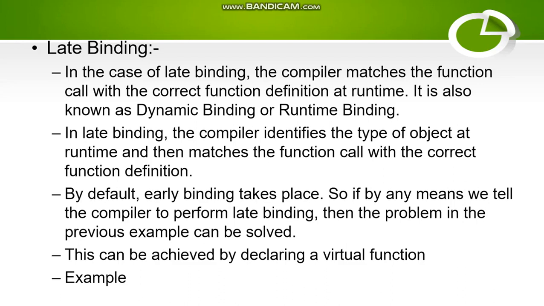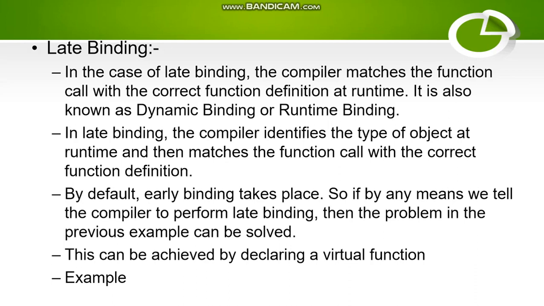In late binding, the compiler identifies the type of the object at runtime and then matches the function call with the correct function definition. By default, early binding takes place. So if by any means we tell the compiler to perform late binding, then the problem in the previous example can be solved. This can be achieved by declaring a virtual function. By default, the compiler executes early binding only.